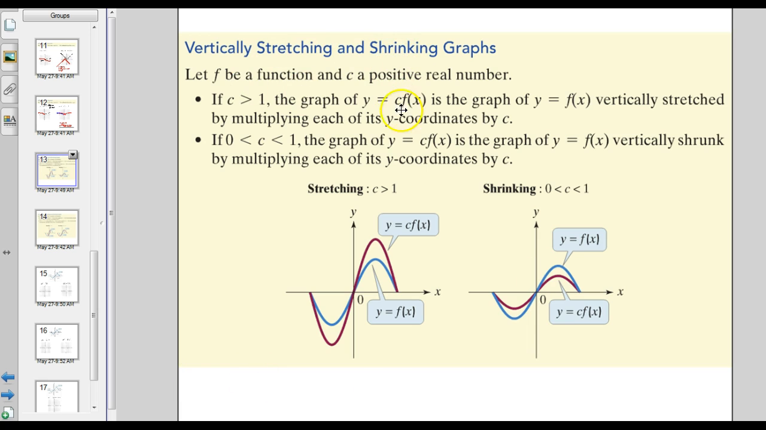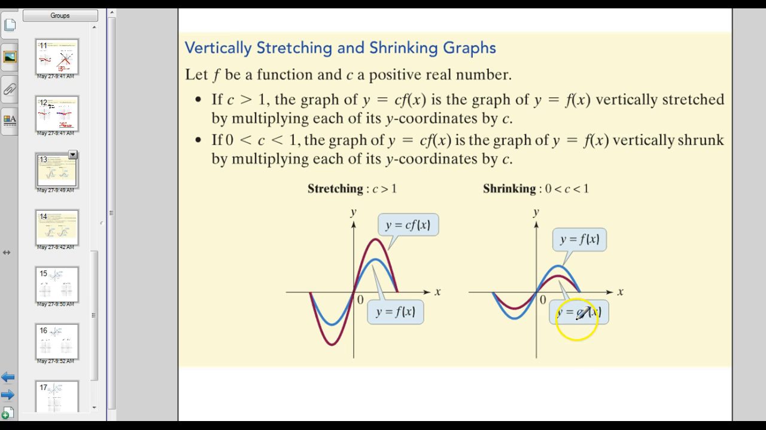Alright, vertical stretches and shrinking. If you multiply a function after you've done the base function by some number, and that number is bigger than 1, it's going to stretch it vertically. All the zeros are going to stay where they were, but anything else gets stretched upward, or stretched downward if it was already below the x-axis.